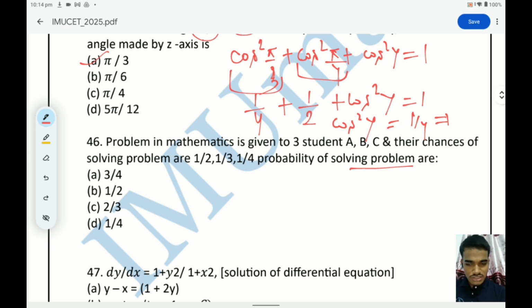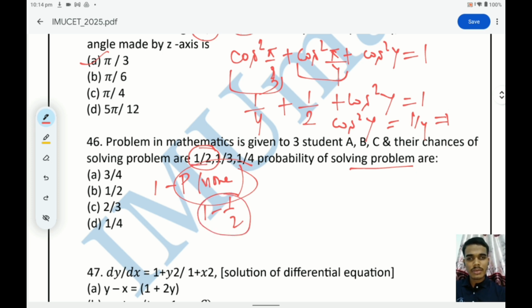To find the at least one, that is 1 minus the probability of none. To solve this we will find the probability of none first. That will be what? For the first one, 1 minus 1 upon 2, because this is the chance of solving, and for non-solving, that is 1 minus 1 upon 2.